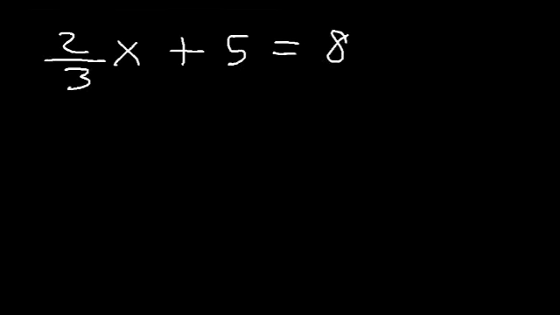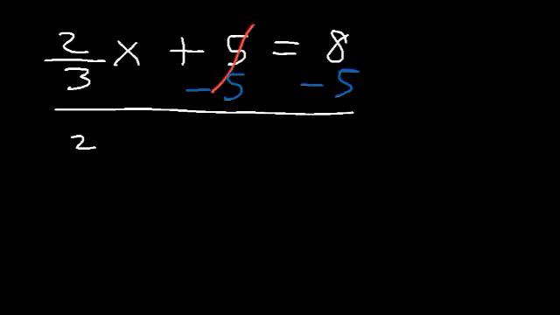Here's another one. What if we have 2 over 3x plus 5 is equal to 8? How would you solve for x? The first thing I would do is subtract both sides by 5. So therefore 2 over 3x is equal to 8 minus 5, which is 3.